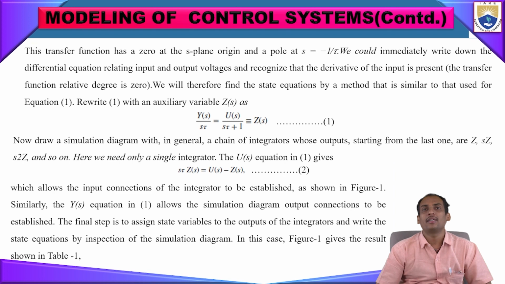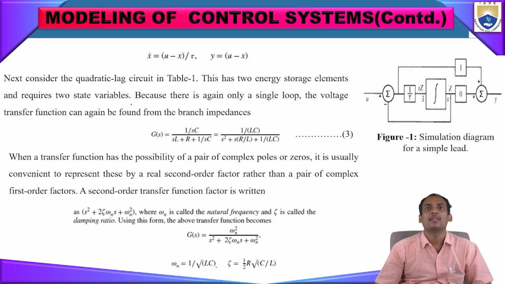The final step is to assign the state variables to the outputs of the integrators, and write the state equations by inspecting the simulation diagram. In this case, figure 1 gives the result as shown. Here the mathematical representation is x dot equals u minus x by tau, and y equals u minus x.